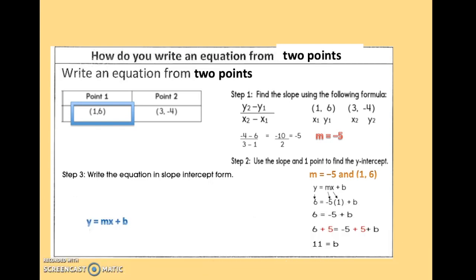Final step. We're going to write our equation in slope-intercept form. Y is equal to mx plus b. Our slope is -5, and our b is 11. Let's substitute that into our formula, leaving us with y is equal to -5x plus 11.